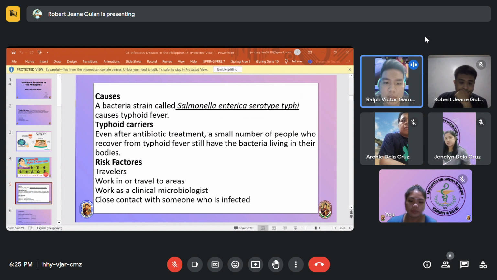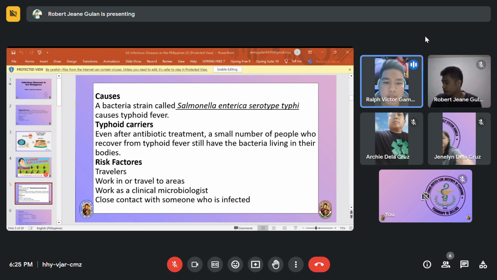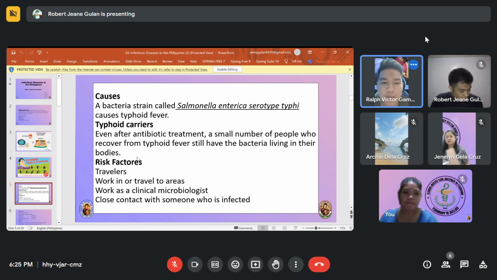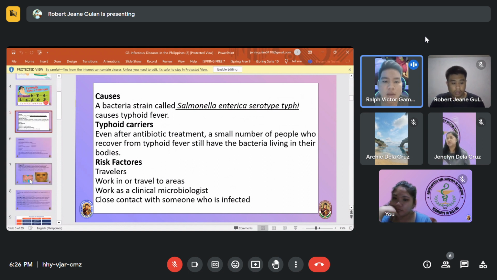Next are the causes. A bacteria strain called Salmonella enterica serotype Typhi causes typhoid fever. Typhoid carriers: even after antibiotic treatment, a small number of people who recover from typhoid fever still have the bacteria living in their bodies. The risk factors are travelers, working in or traveling to affected areas, working as a clinical microbiologist, or close contact with someone who is infected.